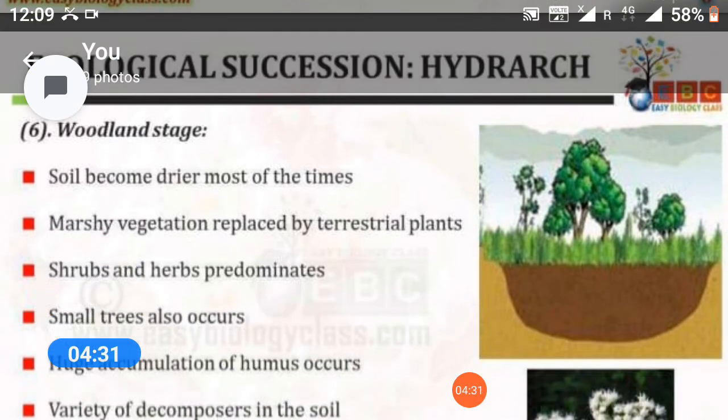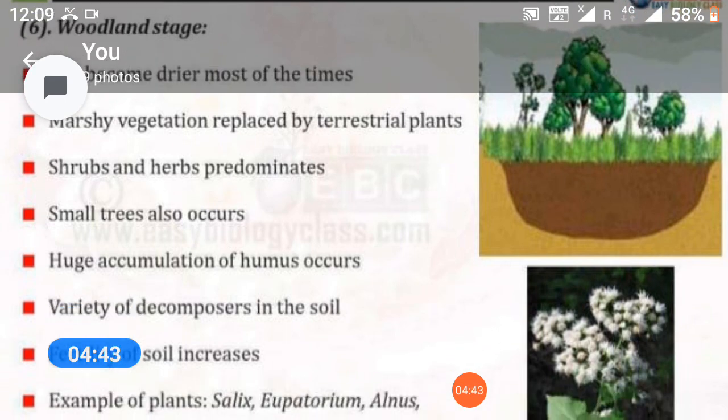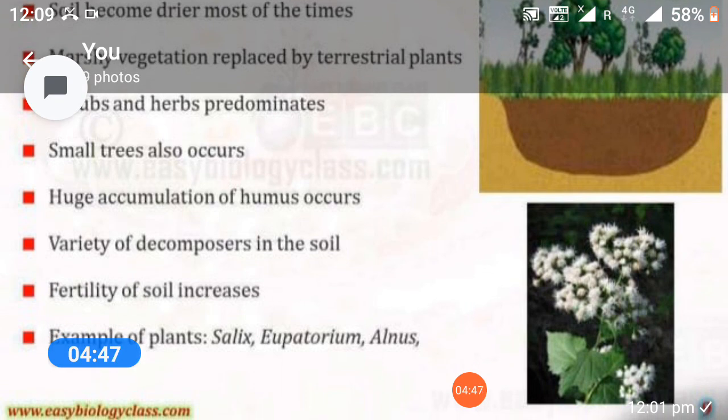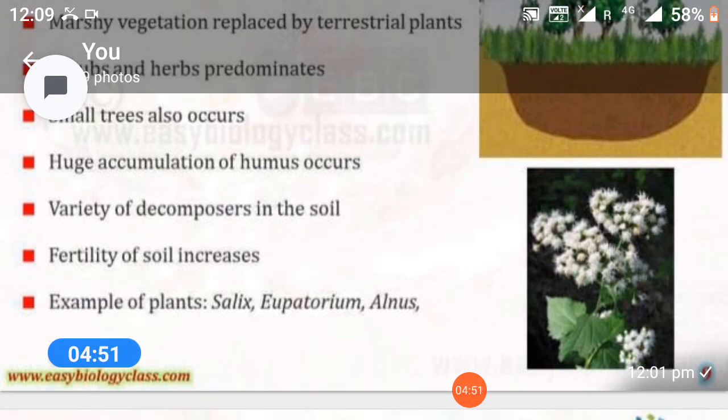Next, woodland stage. Soil becomes dry most of the time. Marshy vegetation is replaced by terrestrial plants, and shrubs and herbs predominate. Small trees also occur. Huge accumulations of humus occur. A variety of decomposers in the soil and fertility of soil increase. Examples of plants: Salix and Alnus.